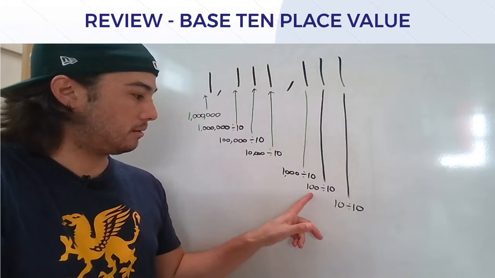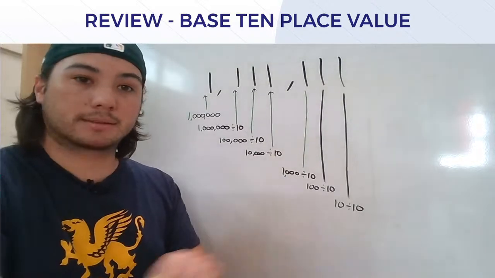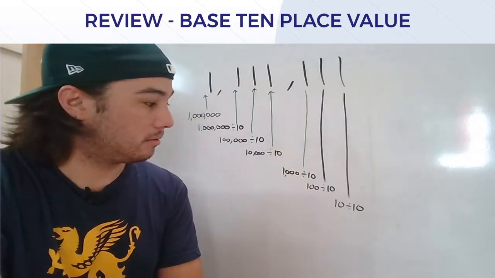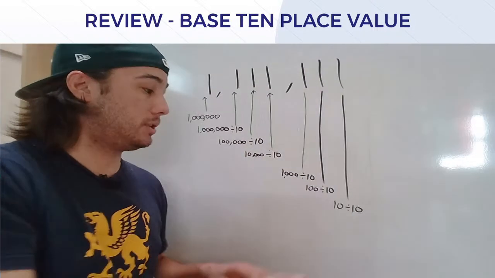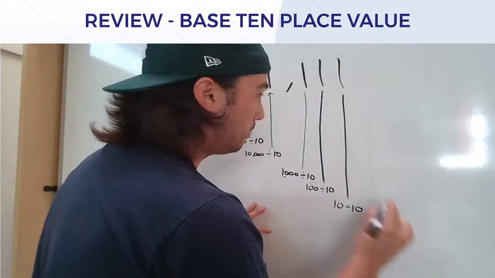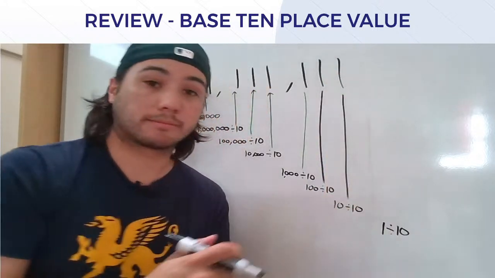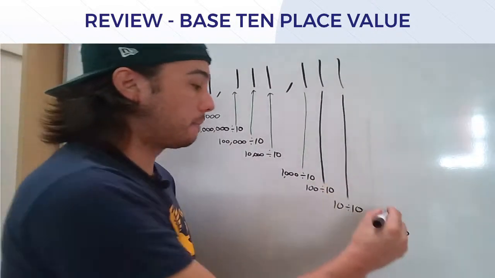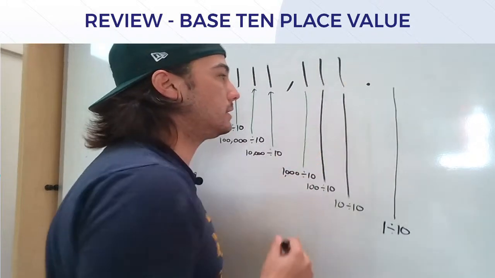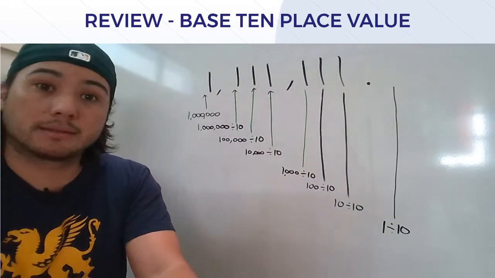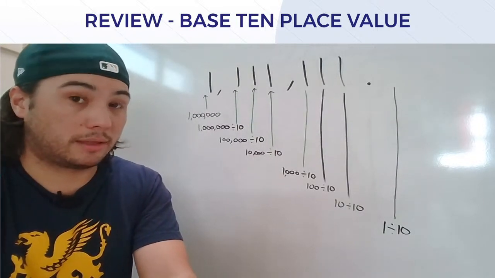Now, if we follow this pattern, what would come next if we're going 10,000 divided by 10, 1,000 divided by 10, 100 divided by 10, 10 divided by 10? What would come next in this pattern? If you said 1, the value here, divided by 10, you'd be absolutely right. The next place in our place value system is going to be the tenths place. Okay, and we're going to get to that when we dig into decimals in the coming weeks.